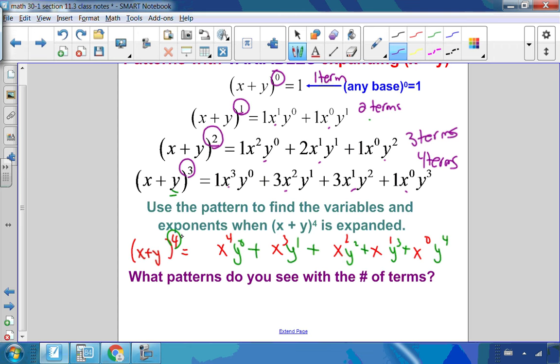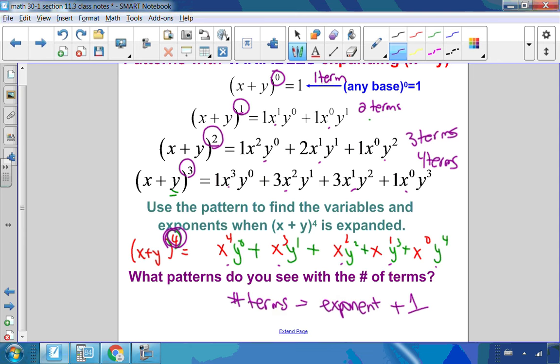So let's see if that works over here. If that pattern works, it kind of looks like it's always one more. So if I go to the exponent of 4, I should expect to see 5 terms. 1, 2, 3, 4, 5. And yes, it does work. So what pattern do I see with the number of terms? I can say that the number of terms is equal to the exponent on the outside of the binomial, plus 1. Okay, so we have some patterns going on there with the variables and with the number of terms.